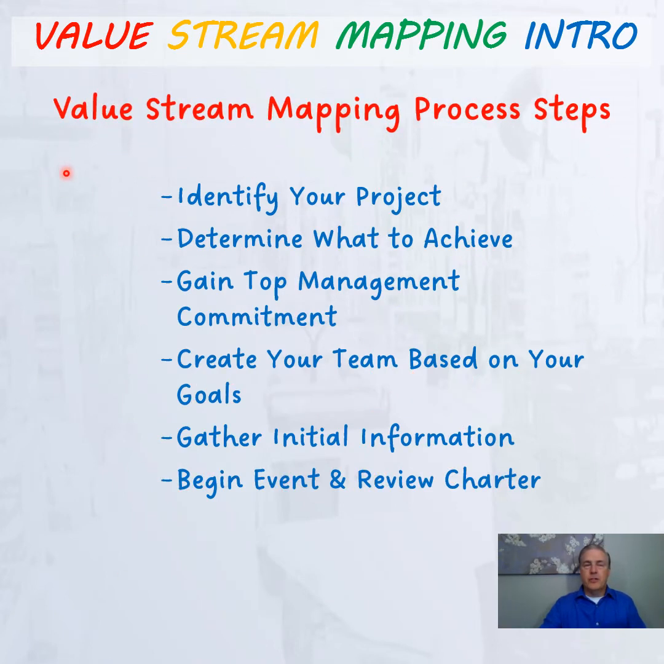So the value stream mapping process steps. We're going to go through that now. It's important that we understand, we want to identify our project. We want to determine what we want to achieve in the project, what our goals and objectives are. Once we've identified the project and determined what we want to achieve, then we want to gain top management commitment. We want to get the backing of top management. We've got to drive this value stream mapping process from the top down and have the commitment.